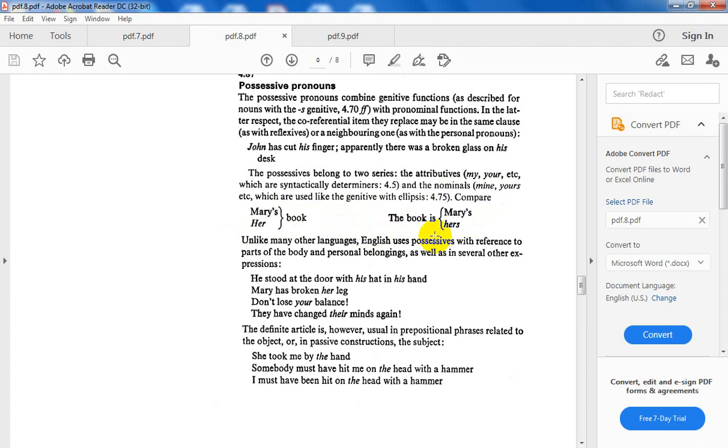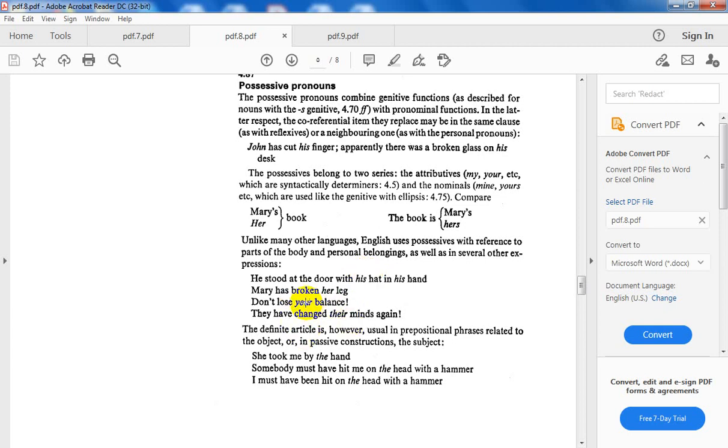Unlike many other languages, English uses possessives with reference to the parts of the body and personal belongings, as well as in several other expressions. He stood at the door with his hat. Referring to the belonging, my own belongings, my own things, parts of the body, I use the possessive pronouns. Mary has broken her leg. Don't lose your balance. They have changed their minds again.